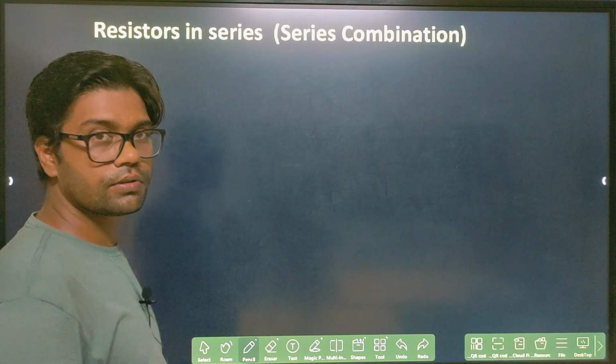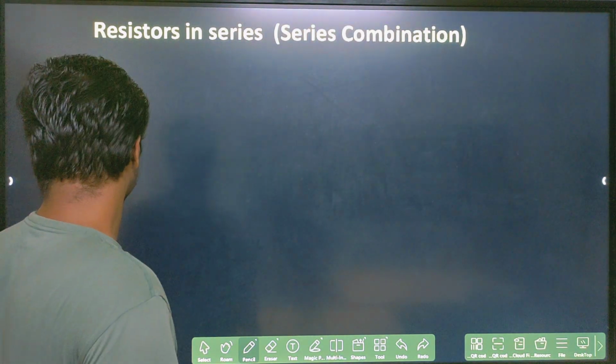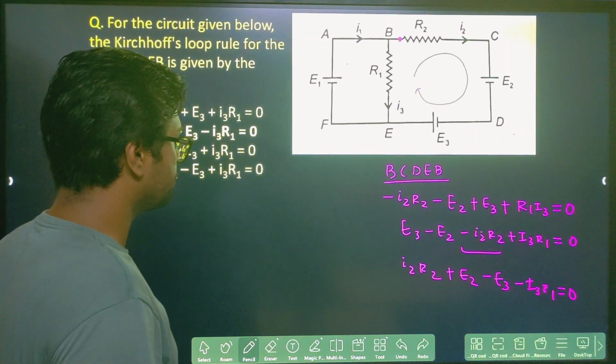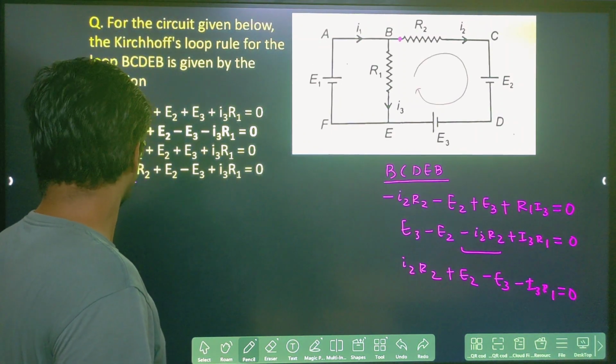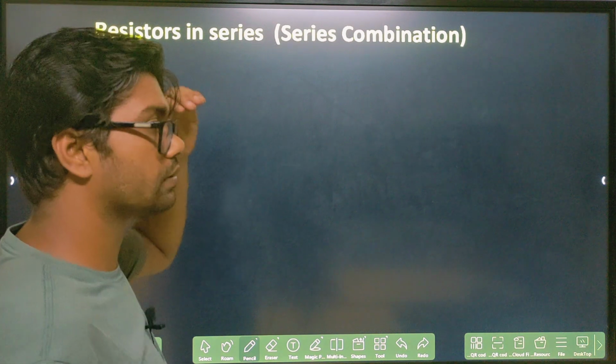Now in the next class we are going to see this thing. Option number 2 will be correct. So next class we are going to see this thing, right?